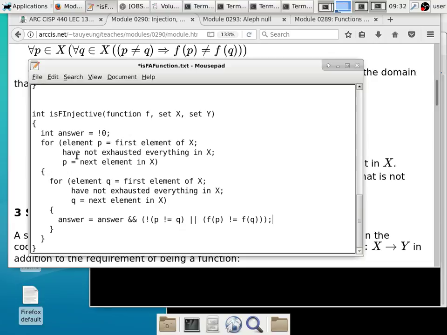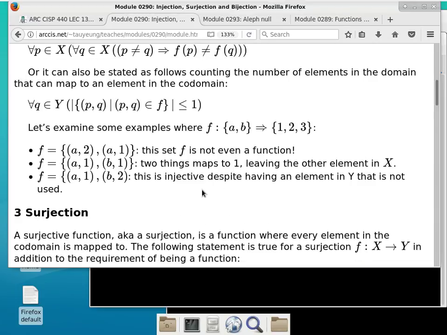All right. Shall we move on? Okay. So I think I have a few examples here. Assuming f is a function, A, B is our domain, 1, 2, 3 is our codomain. This is supposed to be a single arrow, by the way. I used the wrong one.